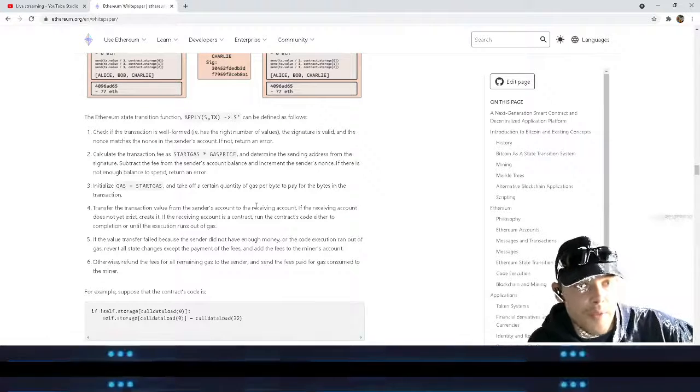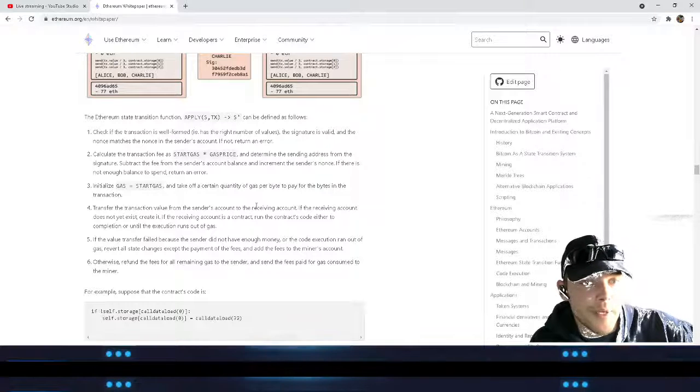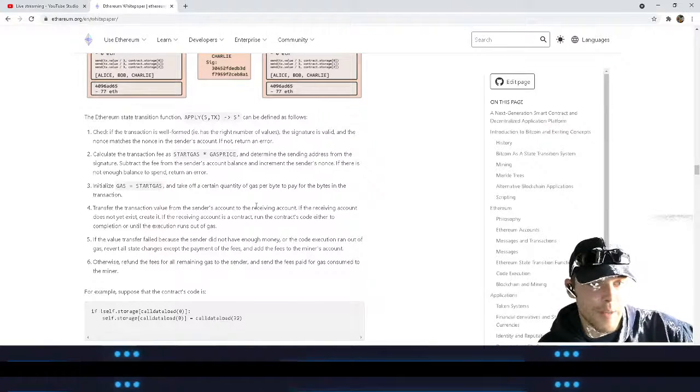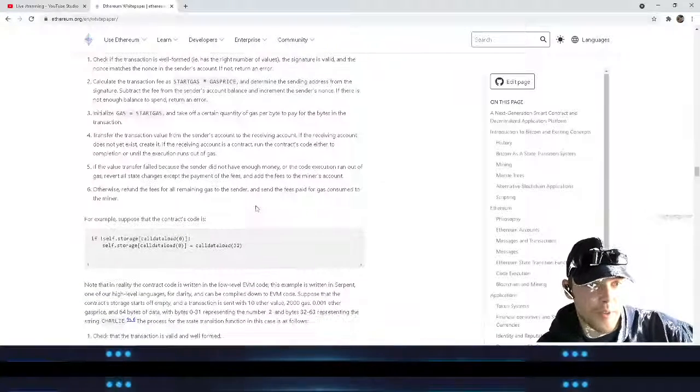Number 6. Otherwise, return the fees for all remaining gas to the sender and send the fees paid for gas consumed to the miner. Here we have an example that supposes that the contract code is as follows.